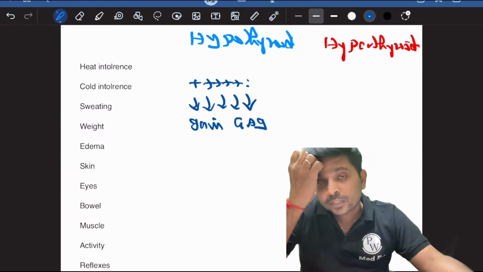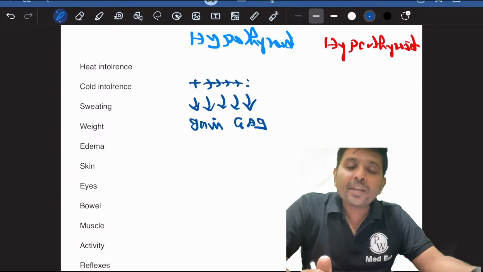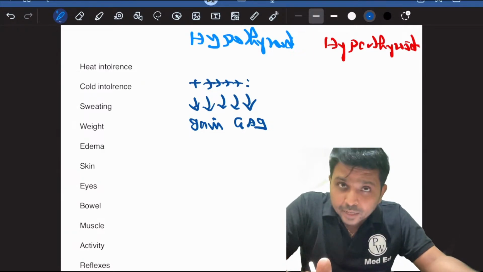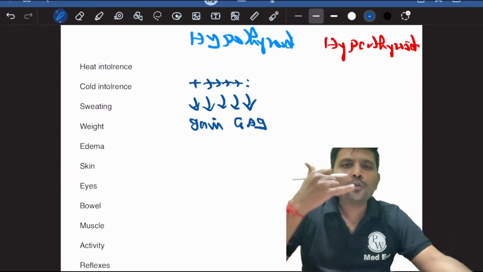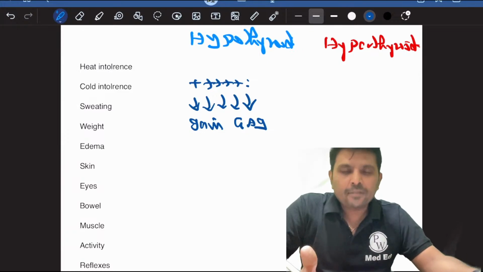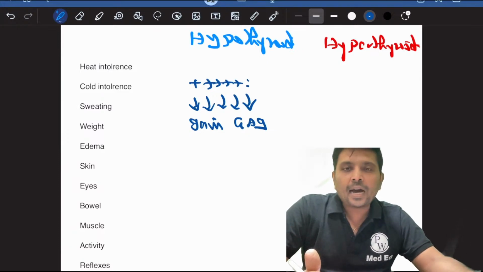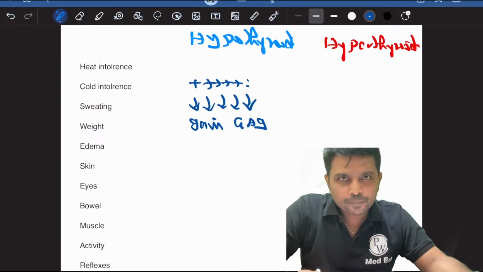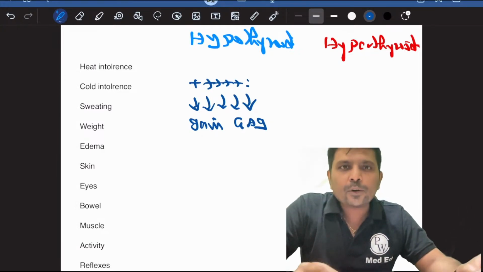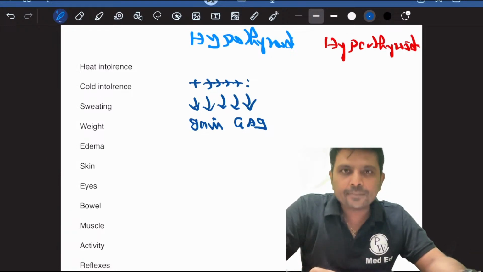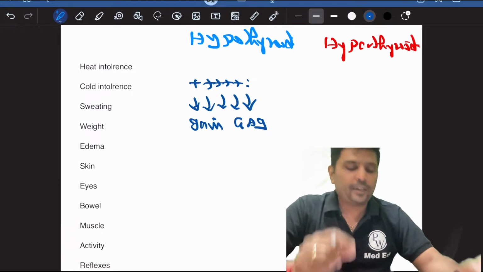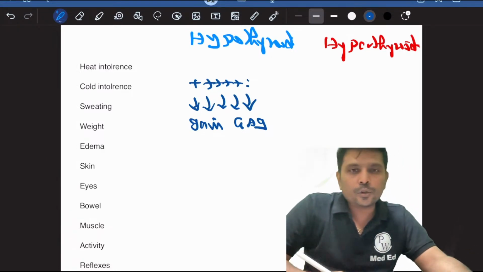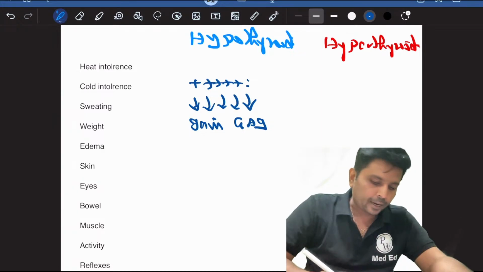People used to say that previously hypothyroidism could be diagnosed through the phone. Why? Because when these glycosaminoglycans are deposited in the vocal cord, there will be a voice change. There will be a hoarse voice. So a gradual onset hoarse voice in an adult is usually hypothyroidism. So voice change can also be there.